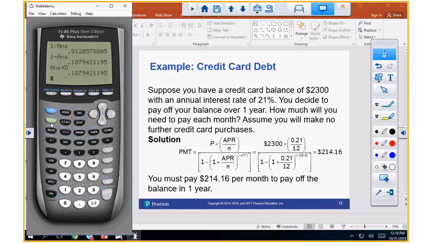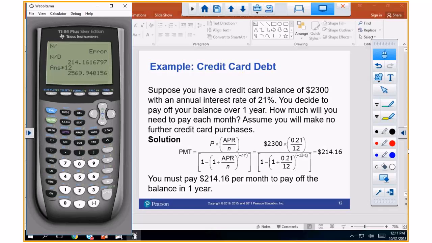And now I'm going to take alpha N divided by alpha D. Alpha N divided by alpha D equals $215. $214.16. Okay, $215 a month. How many payments? Times 12. How much did you actually pay for that $2,300?